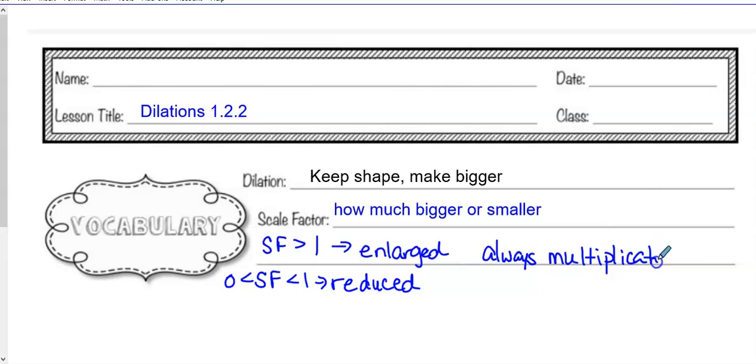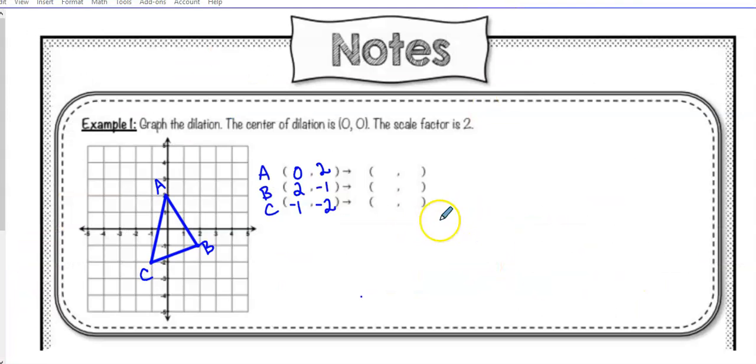And I'll talk to you about that a little bit more in detail on the next couple slides. I also want to mention that on all of the problems we're going to do today, the center of the dilation is the origin, 0, 0. There are other types of dilations where the center of dilation is another ordered pair, but all the ones we're doing today are 0, 0.